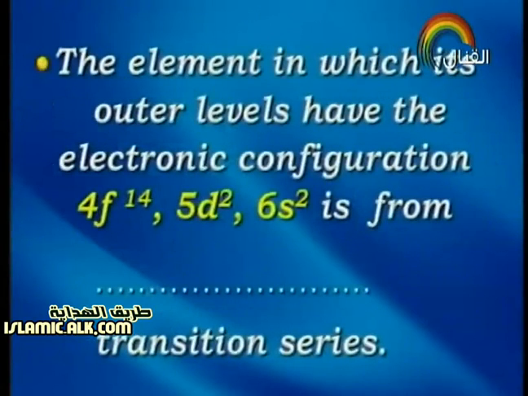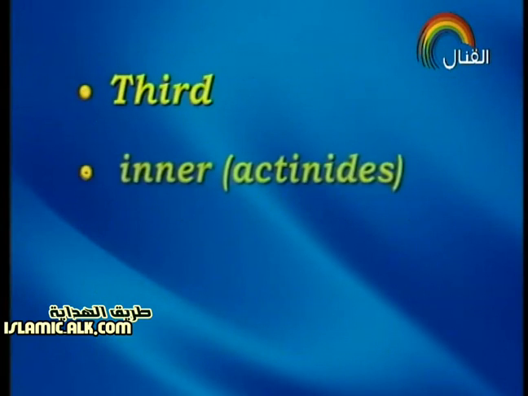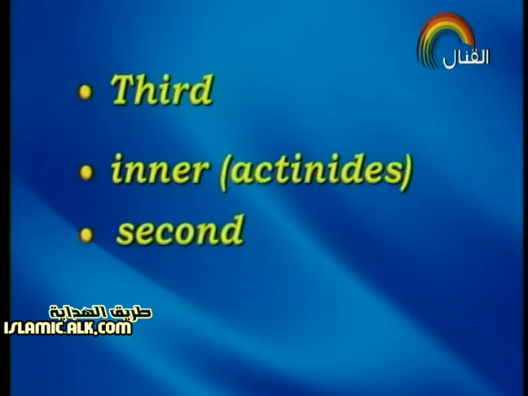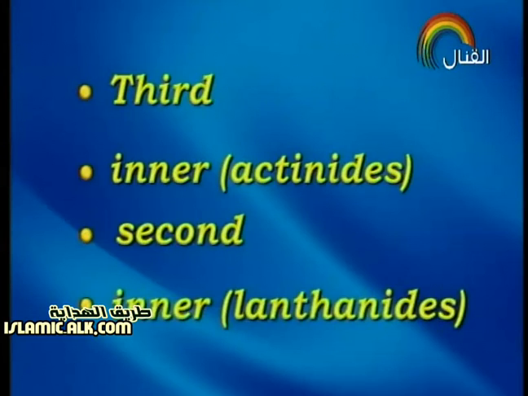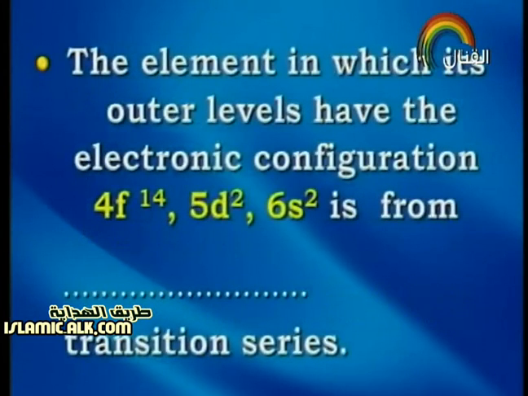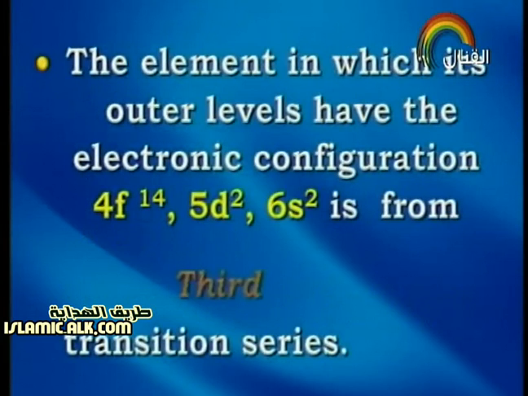Next point, the element in which its outer energy level has the electronic configuration 4F14, 5D2, 6S2 is from what transition series? Is it third, inner actinides, second, or inner lanthanide? If you think about it, my dear student, you will find that the answer is third transition series.